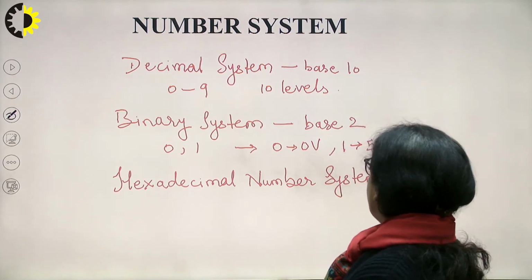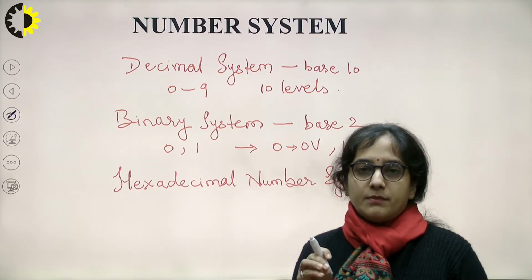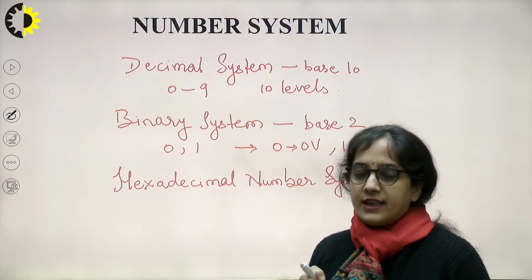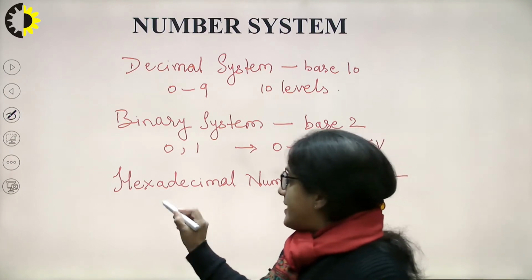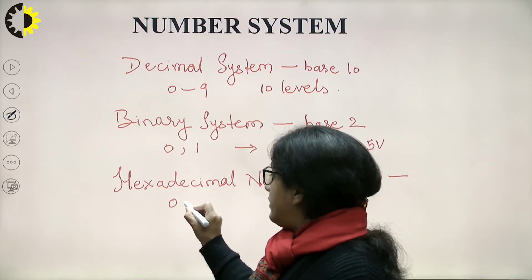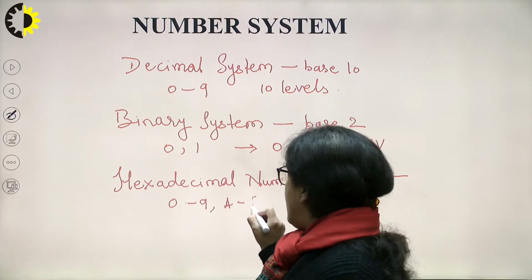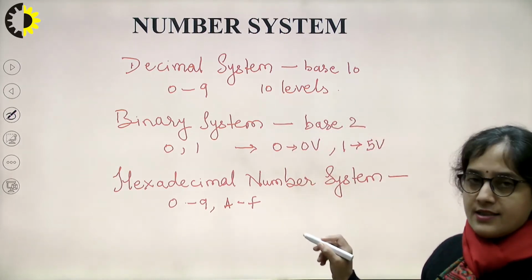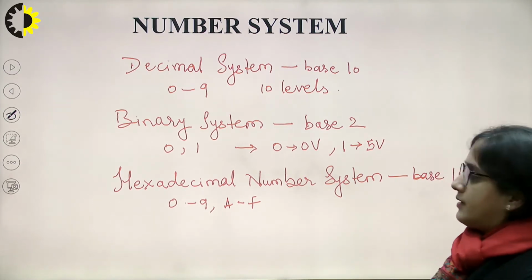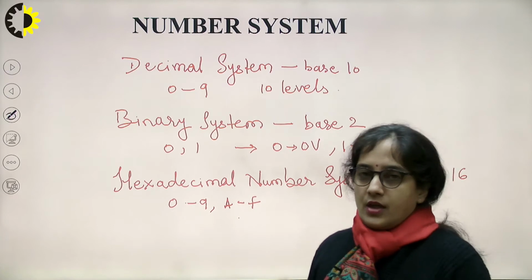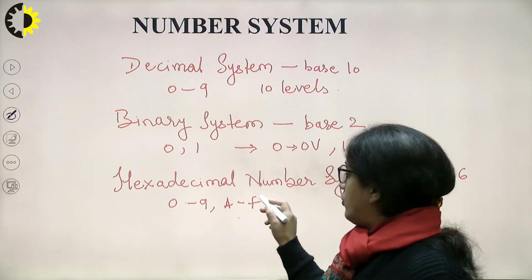In microprocessors we have to understand this, because we use this number system to deal with the microprocessor. Whenever data is inserted, we insert it in the form of hexadecimal. In the hexadecimal number system, the digits are 0 to 9 and A to F. These are the 16 digits and the base is 16. So we use the numbers 0 to 9 and the alphabets A to F.